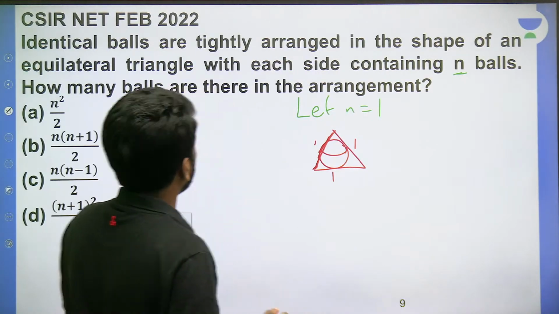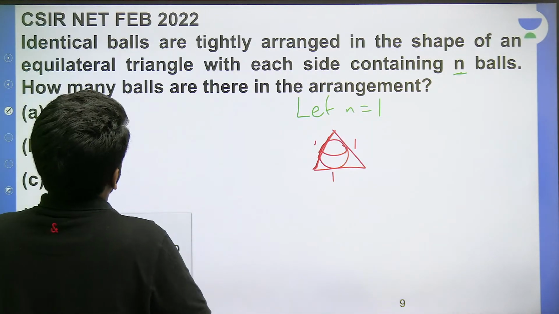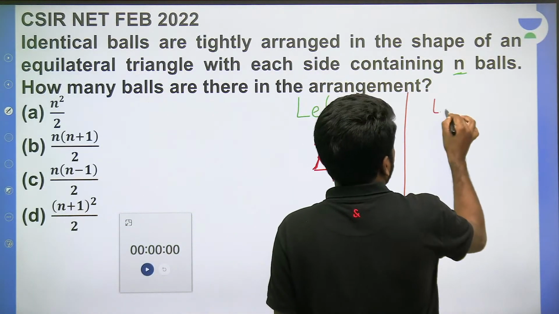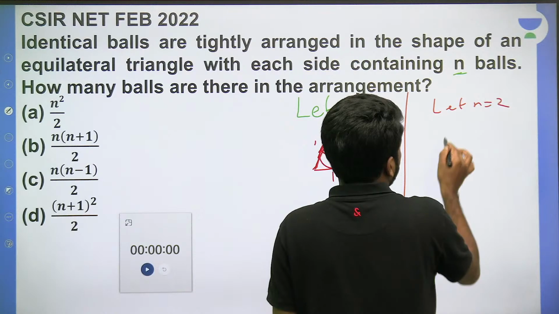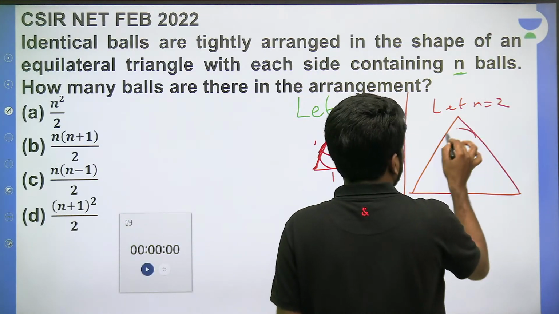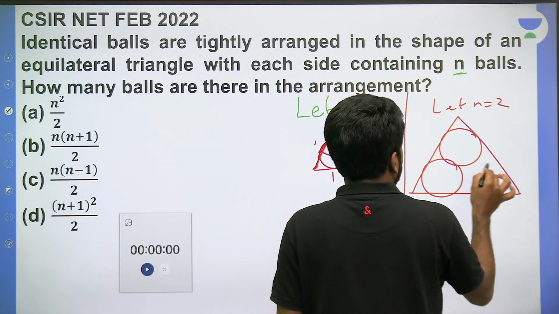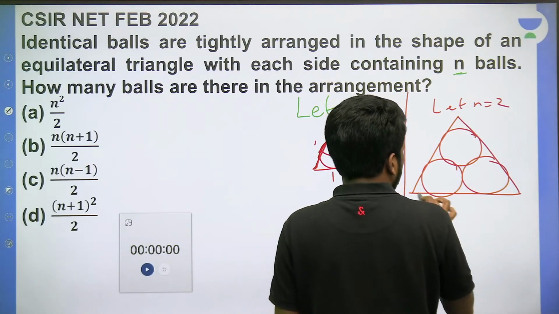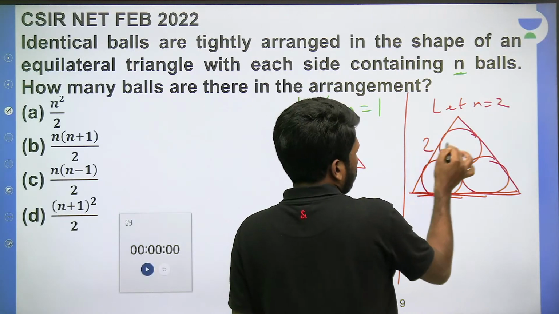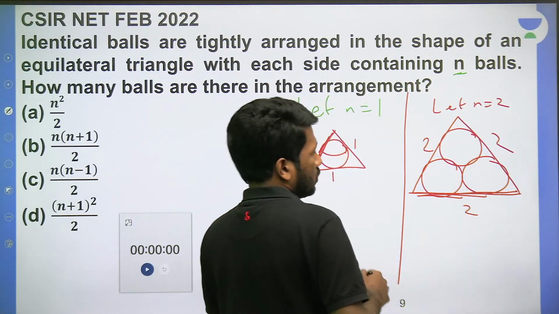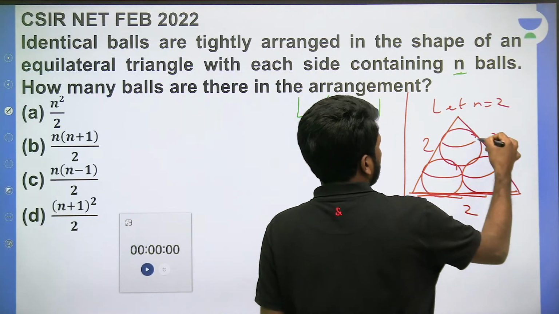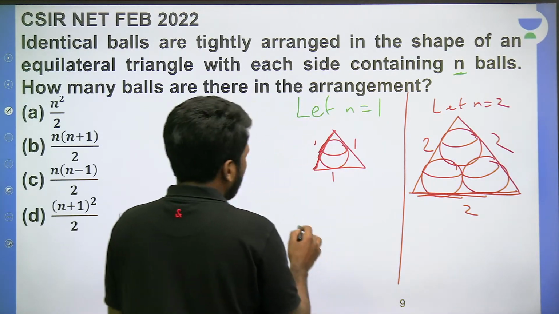Now n equals 2. If n equals 2, what will happen? That means every side of the equilateral triangle should have two balls. If you look at it, this can be one such arrangement. I am freehand drawing, but you are understanding the idea, I guess. Here two balls, here two balls, here two balls. So total 3 balls are there now. Total 3 balls.